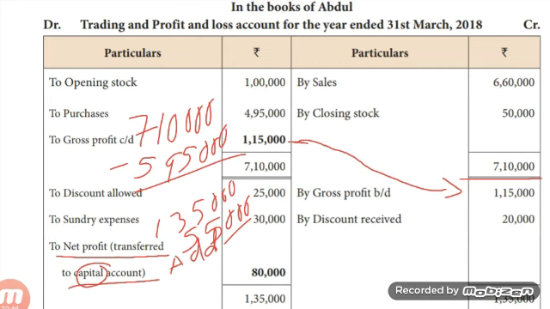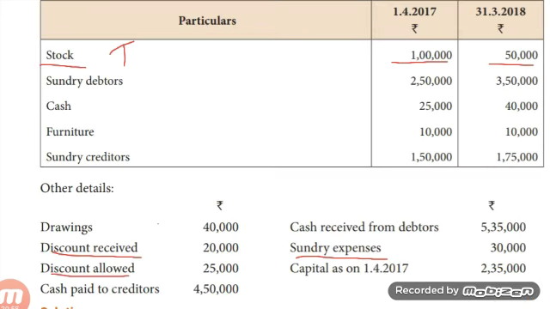Got it children? Okay. Then enter the indirect expenses and indirect income. What are the indirect expenses and indirect income given in your question? Okay, discount received. Discount received is an income, so enter on the credit side as by discount received. Next, discount allowed. Discount allowed is an expense, so write on the debit side as to discount allowed.